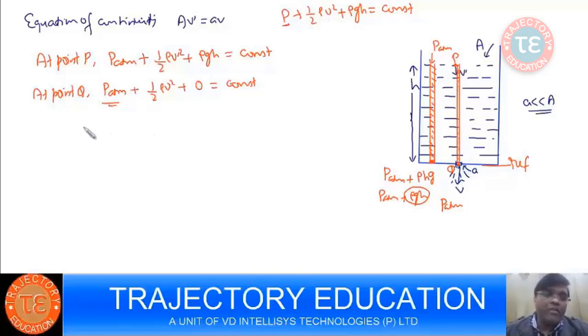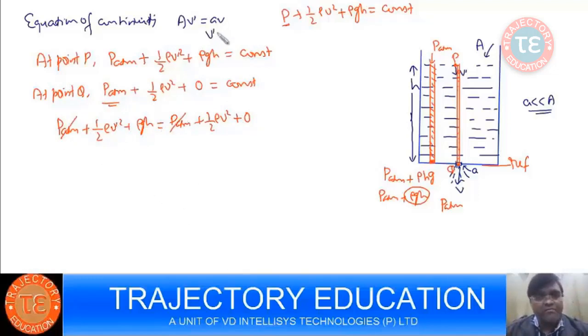So they are equal. I can write P atm plus rho g h plus half rho V dash square equals P atm plus half rho V square plus 0. So this P atm will go away, and V dash is a V by A.